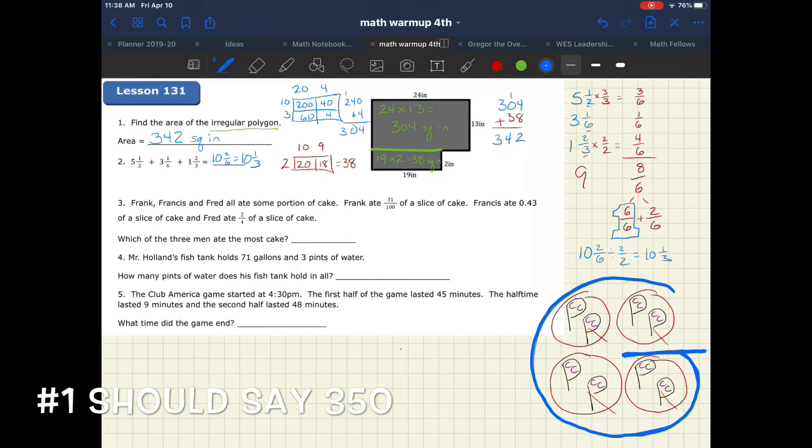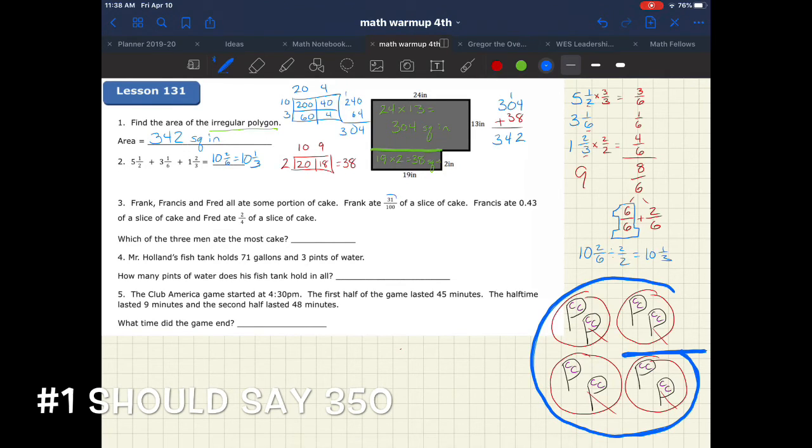Okay, moving on to number 3. Frank, Francis, and Fred all ate some portion of cake. Frank ate 31/100ths of a slice. Francis ate 43/100ths of a slice of cake. And Fred ate 2/4 of a slice of cake. And this at first seems really confusing because we've got all these different fractions and decimals and nothing's common. But this one's not as bad as it seems.